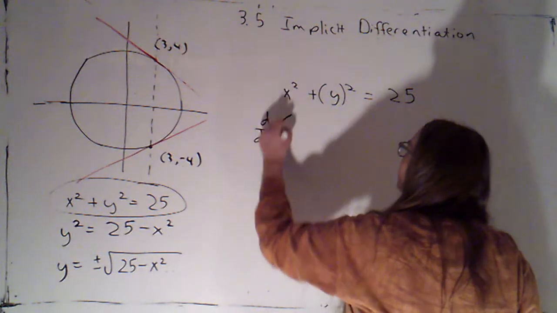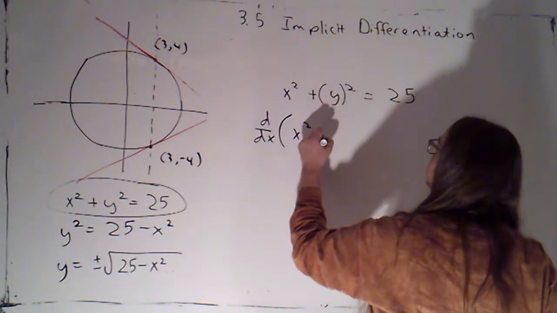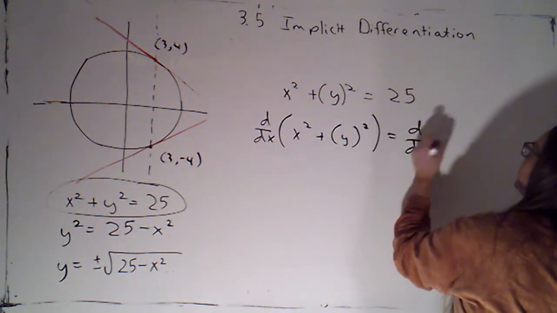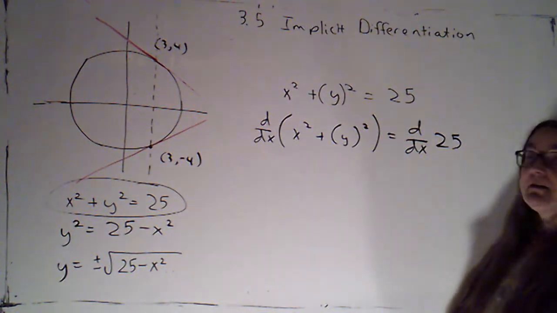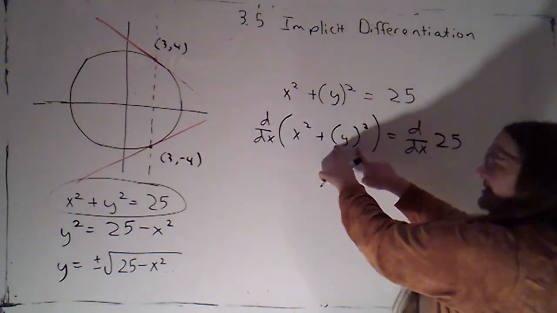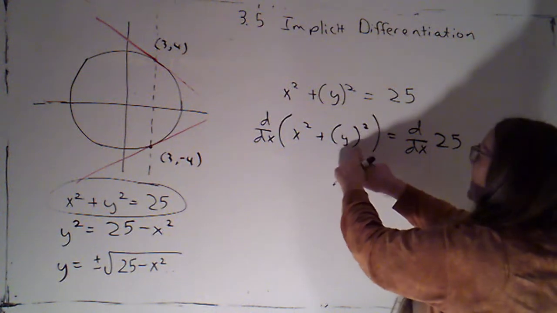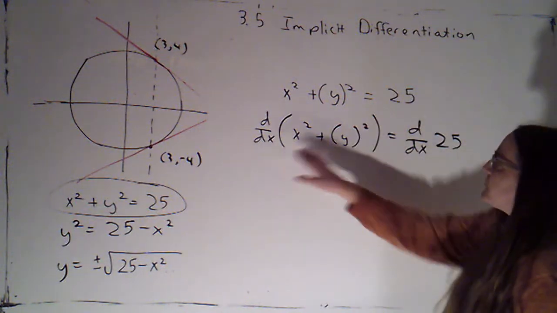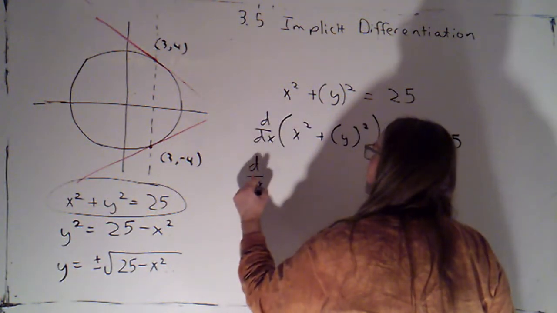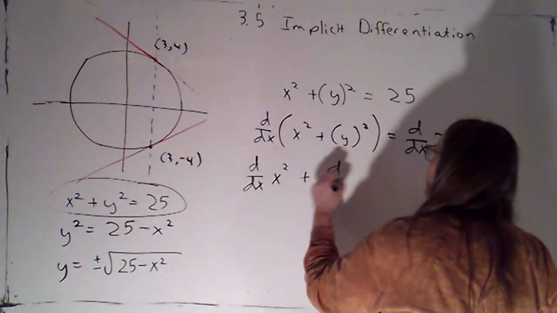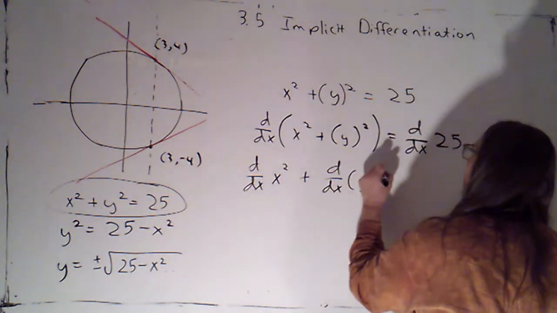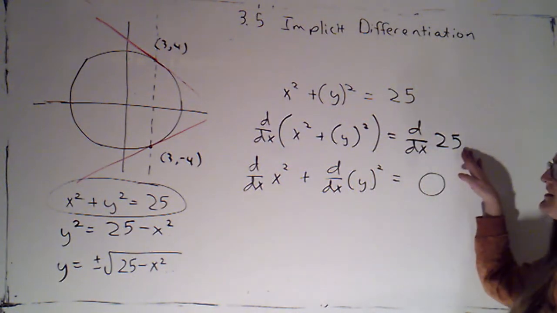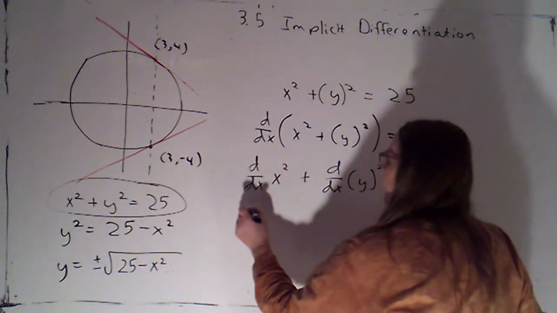So I can say the derivative with respect to x of x squared plus y squared is equal to the derivative with respect to x of 25. Not necessary to have these parentheses around the y, but that helps me to remember that I'm viewing this as a function composition. So now I can just take the derivative of each term. So it'll be the derivative of x squared plus the derivative with respect to x of y squared is equal to, and I'm going to go ahead and just say the derivative of a constant is 0. Derivative of x squared is just 2x.